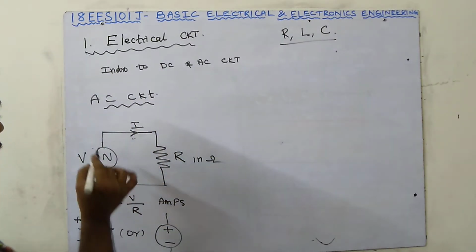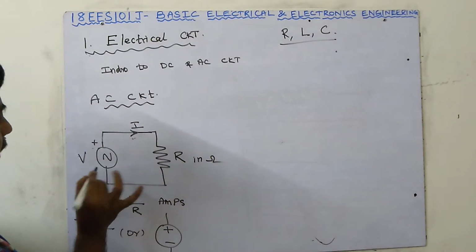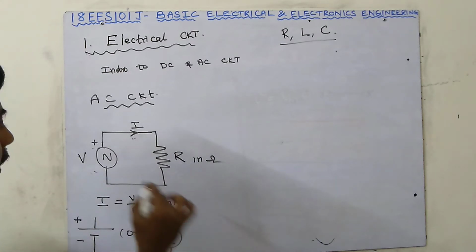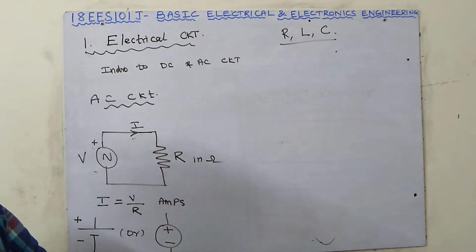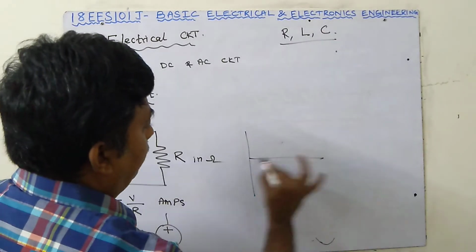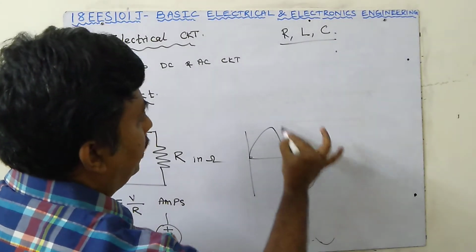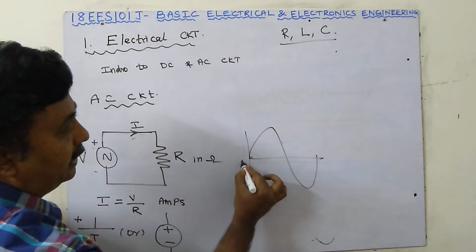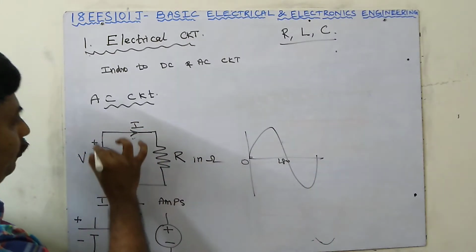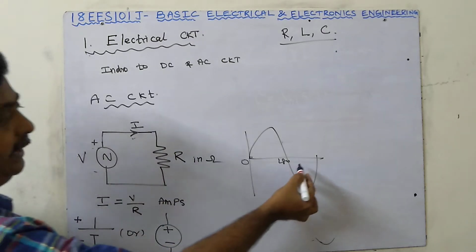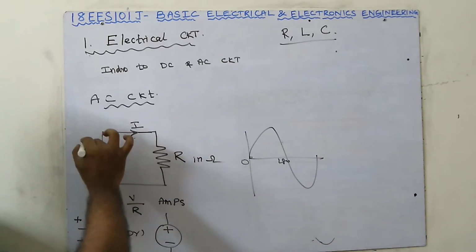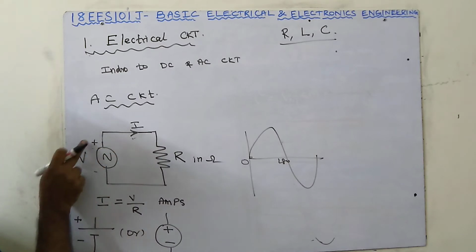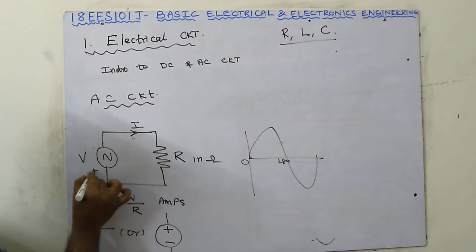Okay. So here normally they will give plus and minus. What is the meaning? It means there is no plus minus as such. During the positive half cycle, during this positive half cycle, the current will flow in this direction. During the negative half cycle, that is 180 to 360, the current will flow in this direction. At that time, this will be positive and this will be negative. During positive half cycle, this is correct. In negative half cycle, it will be the reverse.